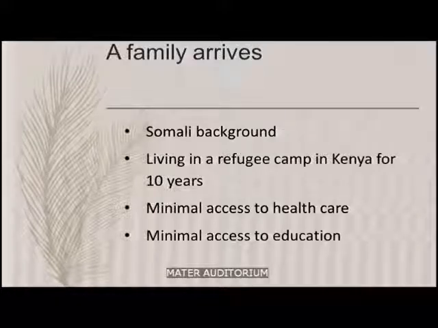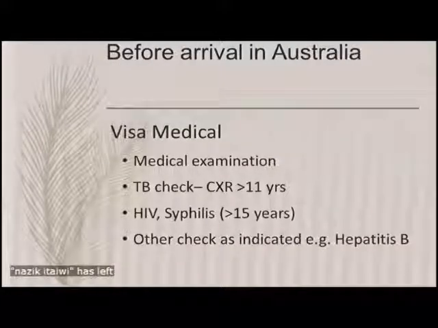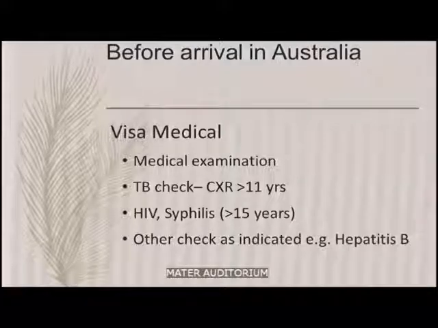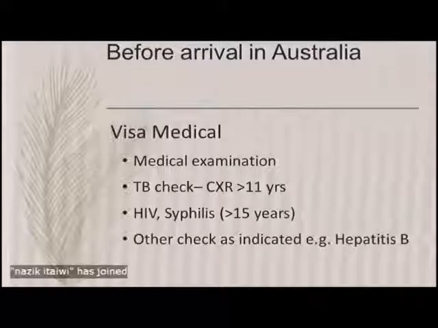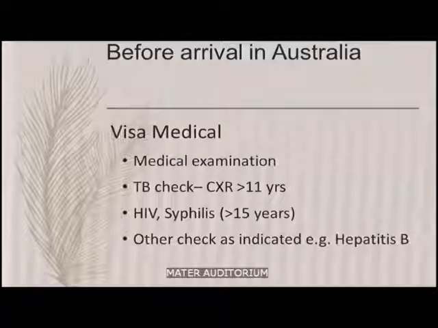Okay. So they've had very minimal access to healthcare, and they've also had very minimal access to education during this time. And as part of the process of coming to Australia, they've had to have a visa medical. The visa medical consisted of a form of medical examination, which varies in different places. They certainly, if they're over 11, had a chest x-ray to check for TB. And if they're over 15, had an HIV check, and more recently a syphilis check. And then they may or may not have had some other checks, but it varies enormously in different areas. But the other ones are the consistent things.